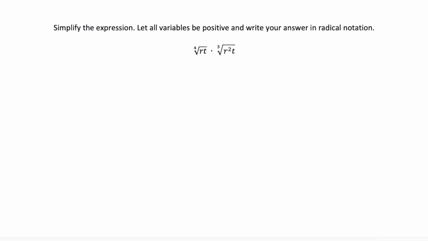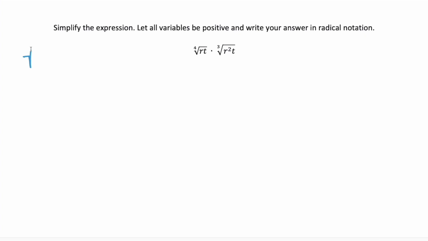Today we're asked to simplify this expression, and we have two different radical expressions here that are being multiplied together. But notice that the index is different for each of them. The first has an index of 4 and the second has an index of 3. They also have different radicands, the values inside of the radical. Because of that, we're going to need to change each of these into exponent form.